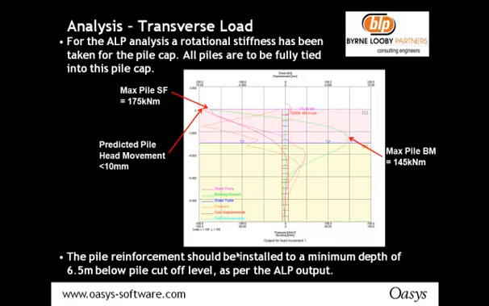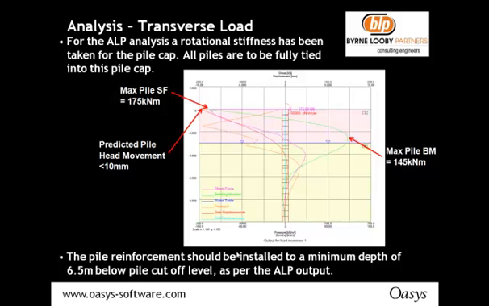Bernd Luby used Alp to analyze the transverse load, and for the Alp analysis, a rotational stiffness had been taken from the pile cap. All the piles are to be fully tied into the pile cap, so as you can see, the rotational stiffness there is around 50,000. And from the outputs, and this is a complete Alp output, you can see from the pink line, the maximum pile shear force was 175 kilonewtons. From the red line, the predicted movement or head movement is around 10 mil, which is good. And also you've got a maximum pile bending moment of 145 kilonewton meters.